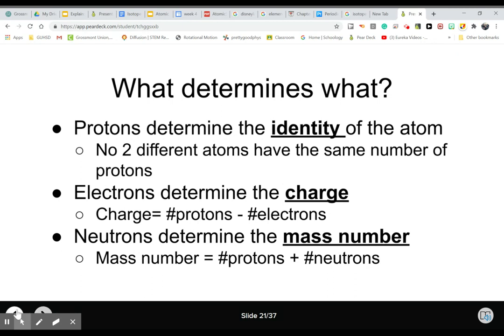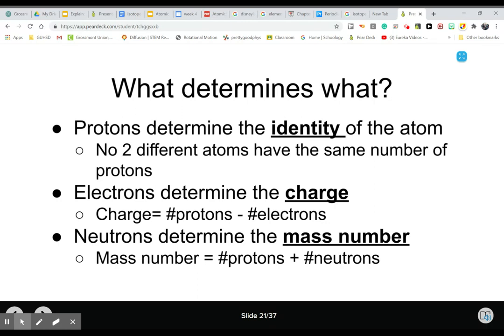So what determines what? Well, it's important for you to realize that protons are going to determine the identity of the atom, and we figure out the number of protons from the atomic number or from the position on the periodic table. So no two different atoms are going to have the same number of protons. So for example, if I have carbon and oxygen, carbon has 6 protons, but oxygen has 8. If I said that oxygen had 6 protons, it's no longer oxygen. Oxygen is now, because it's become 6 protons, it's now become carbon. That's changing the nucleus of the atom.